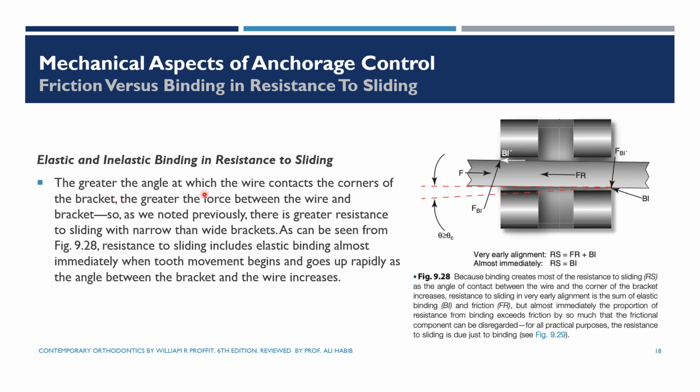The greater the angle at which the wire contacts the corners of the bracket, the greater the force between the wire and bracket. So as we noted previously, there is greater resistance to sliding with narrow than wide brackets. As can be seen from figure 9.28, resistance to sliding includes elastic binding almost immediately when tooth movement begins and goes up rapidly as the angle between the bracket and the wire increases. This explains the elastic binding.